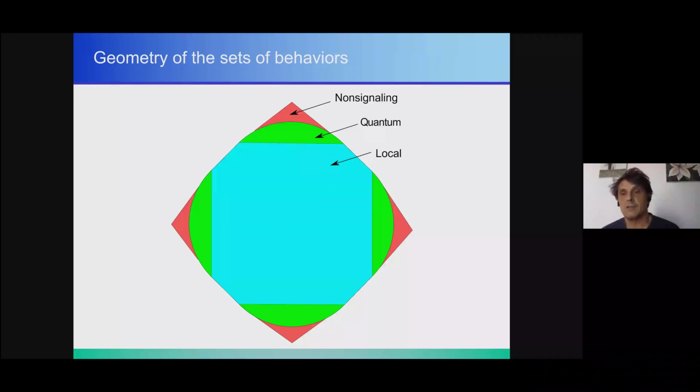The reason people are interested in Bell non-locality is that in quantum theory, you can define a set of local models that can mimic predictions, and you notice that there are quantum predictions that cannot be mimicked by these models. So we have a set of local hidden variable models, which is the cyan one. Then we have the quantum set, and then we have the no-signaling set. The first and the last are polytopes, while the quantum set is convex and it's in principle hard to characterize.